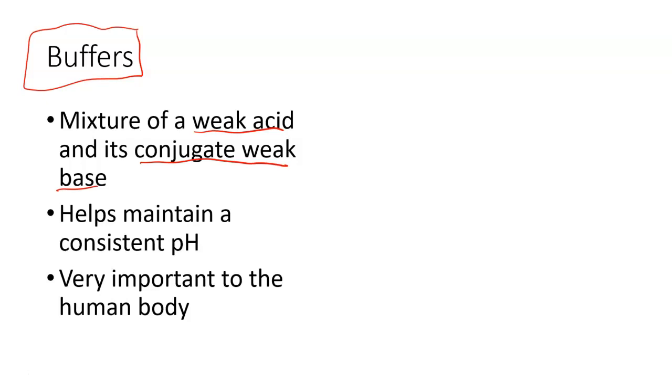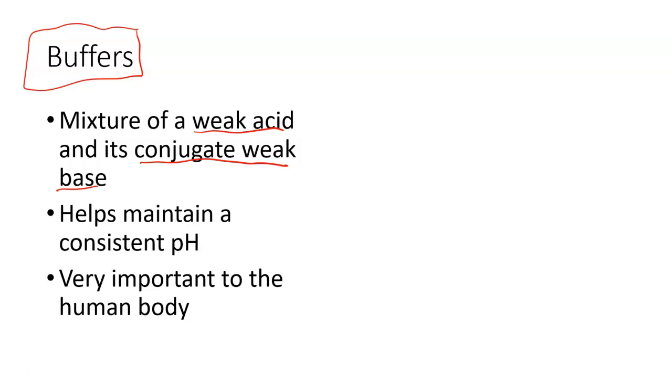And buffers are exceedingly important to the human body. They're what allow the body to keep the pH in your blood to a very narrow range. If you go outside of that very narrow range, then people die. So you have to maintain buffers and maintain that pH very carefully. So it's very important to understand how buffers work.